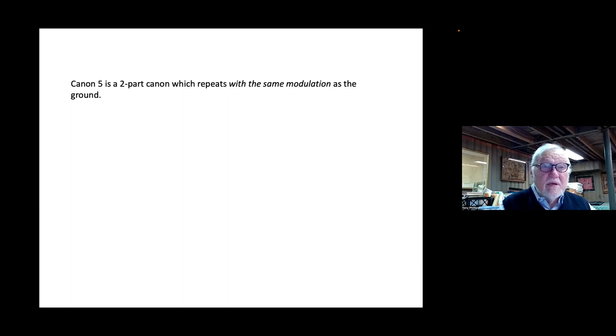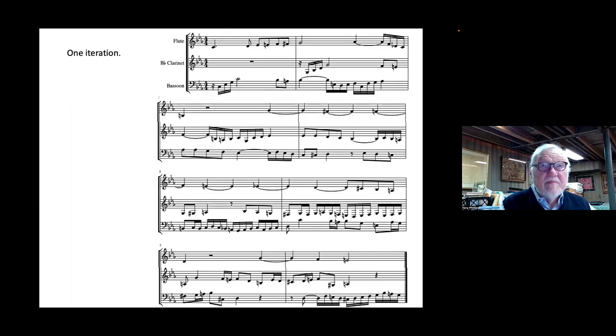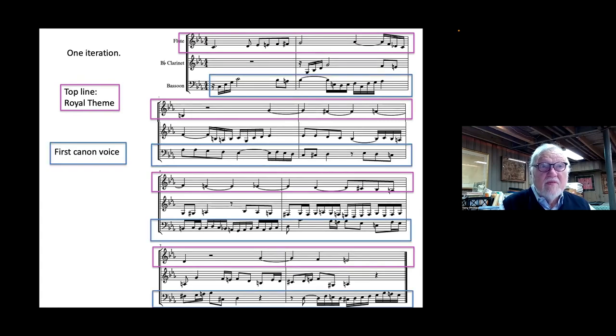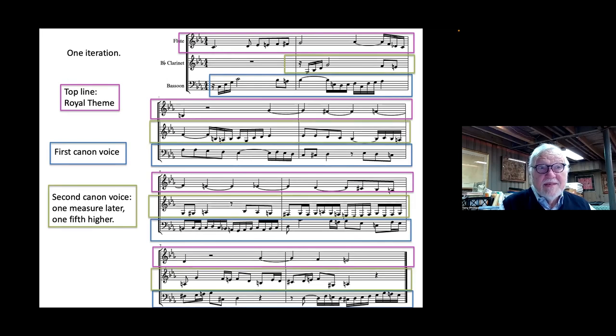Now let me go back to the overall structure of canon 5. So here's one iteration of the canon. On the top line, you'll see the royal theme, which we just heard exactly as we heard it in its first iteration. Along with that, you have two other voices, a first canon voice and a second canon voice. In this particular instance, the second voice copies the first exactly, but a fifth higher. So the first one starts on a C here, and the second one starts on the G, a fifth higher. This is a so-called canon at the fifth.